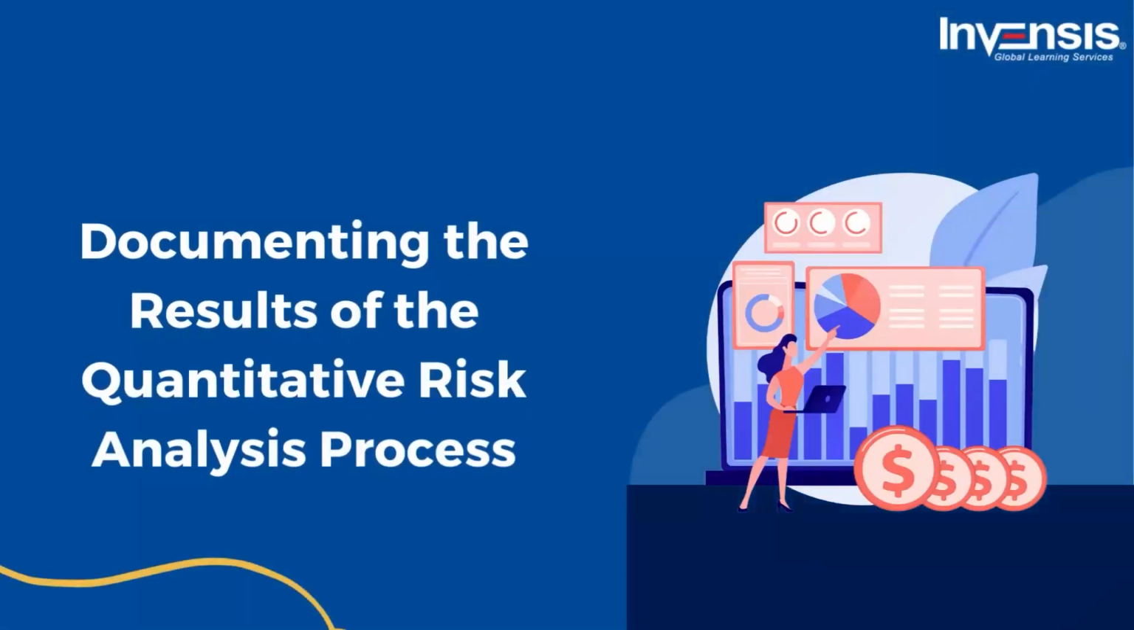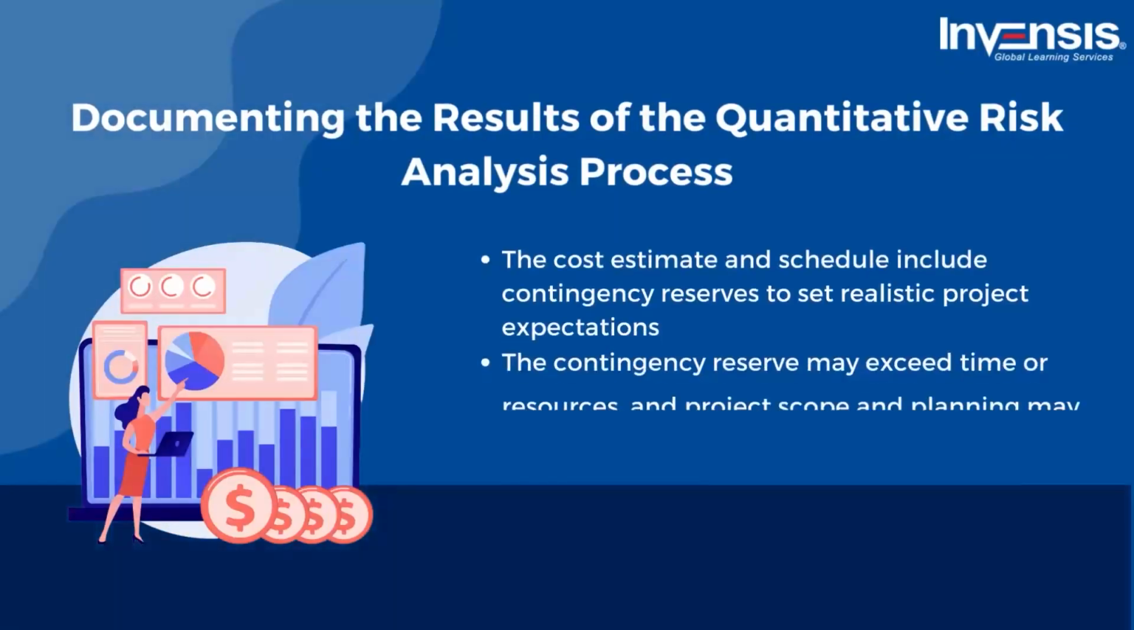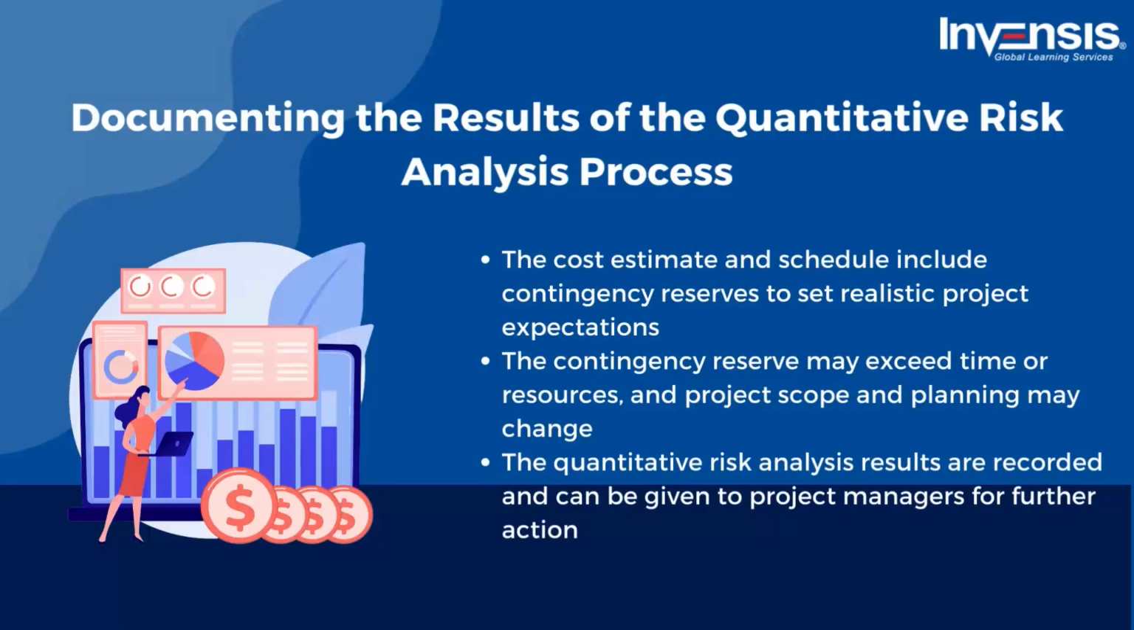Let us now talk about documenting the results of the quantitative risk analysis process. The contingency reserves calculated are incorporated into the cost estimate and schedule to establish a target and realistic project expectations. Contingency reserves may also be established to capture opportunities that are judged to be priorities for the project. There can be situations where the contingency reserve required exceeds the time or resources, and there may be changes in the scope and planning of the project itself.